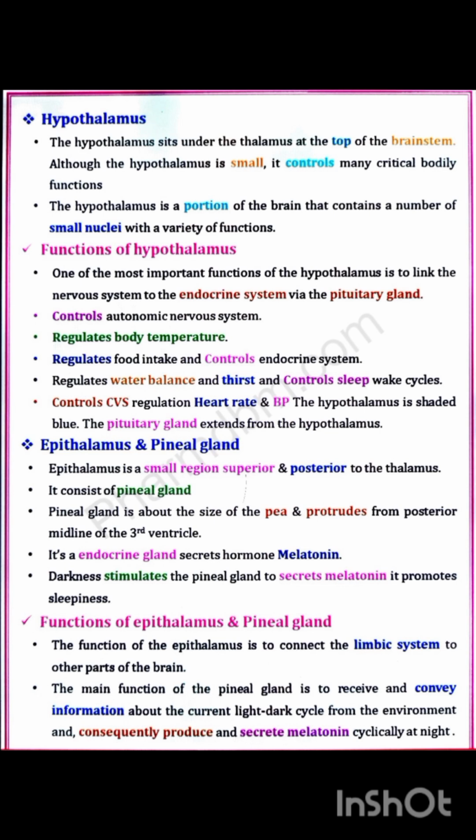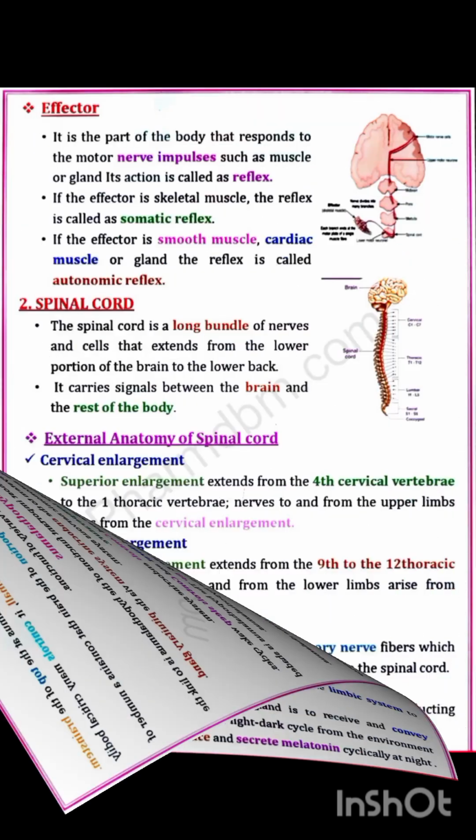Darkness stimulates the pineal gland to secrete melatonin. It promotes sleepiness. Functions of epithalamus and pineal gland. The function of epithalamus is to connect the limbic system to the other parts of the brain. The main function of the pineal gland is to receive and convey information about the light or dark cycle from the environment and subsequently secrete melatonin cyclically at night.